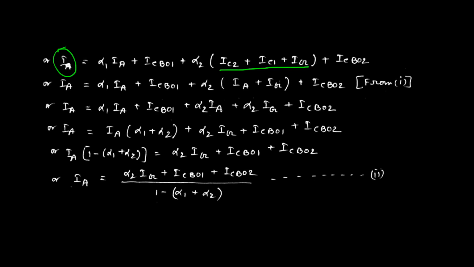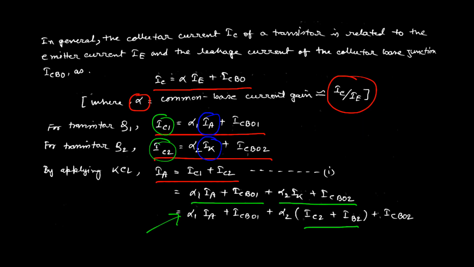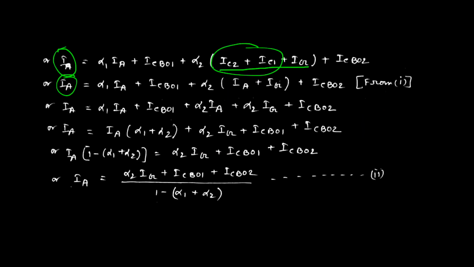So again after simplification, we can write IA equal to alpha 1 IA plus ICBO1 plus alpha 2 into IA plus IG. So IA means IC1 plus IC2 plus IC1 that I discussed before. That is, IA is equal to IC2 plus IC1. That is why we can change the equation in terms of IA plus IG, and the remaining part, that is plus ICBO2.